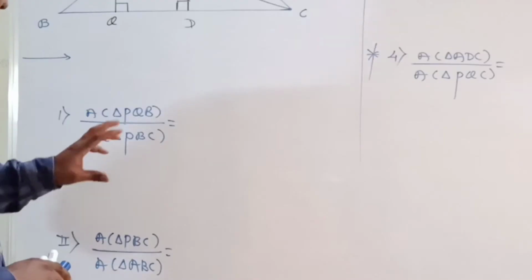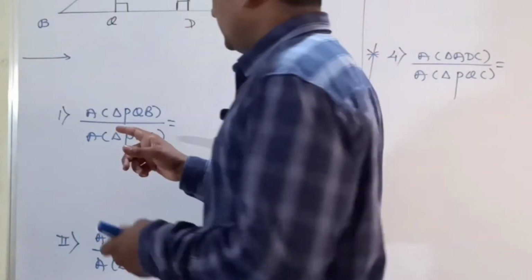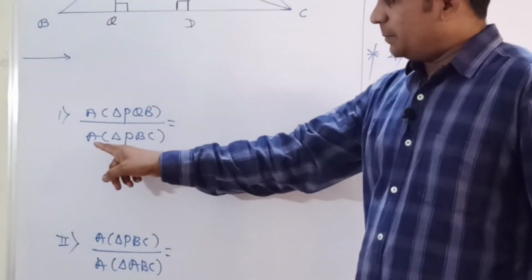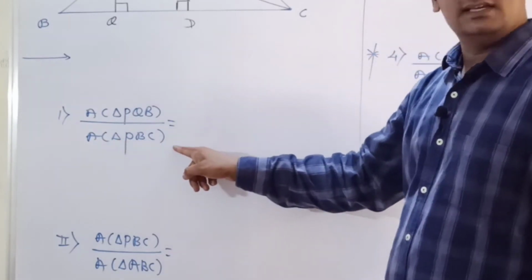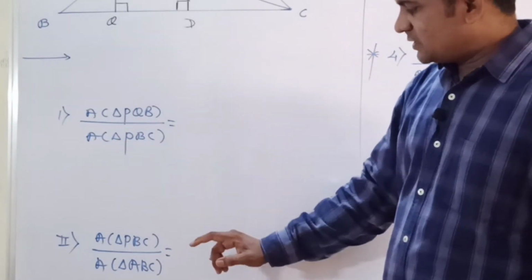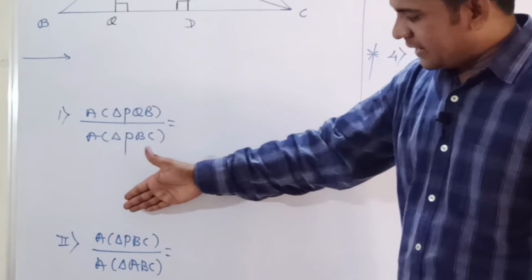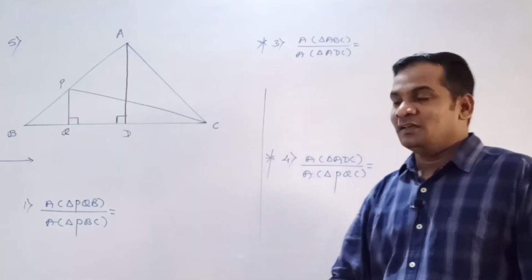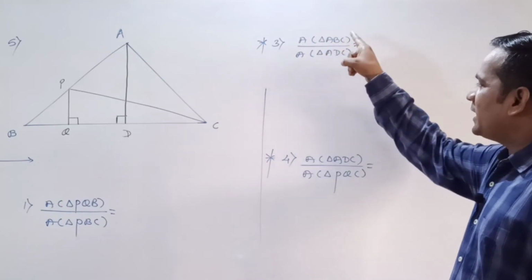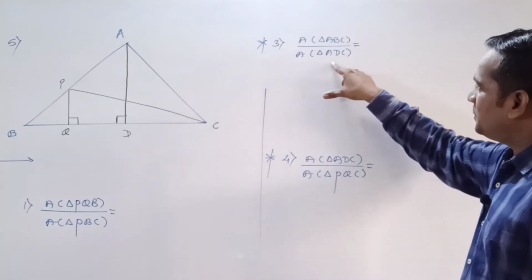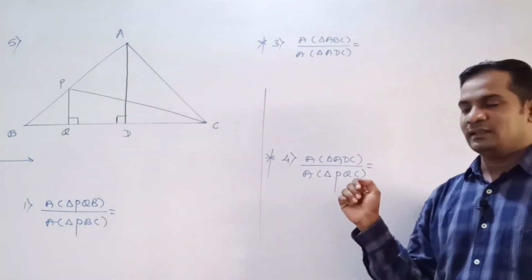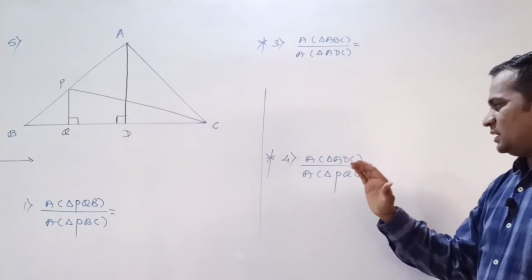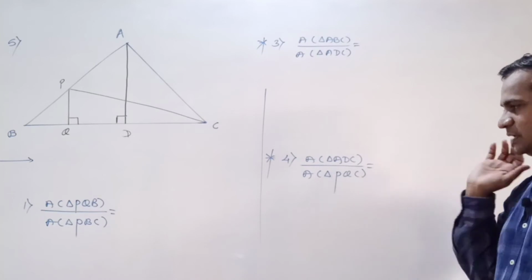So which is the first ratio? Look at this. Area of a triangle PQB upon area of a triangle PBC. This is the first ratio. Second ratio is area of a triangle PBC upon area of a triangle ABC. Third ratio is area of a triangle ABC upon area of a triangle ADC. And this is the fourth ratio, area of a triangle ADC upon area of a triangle PQC.